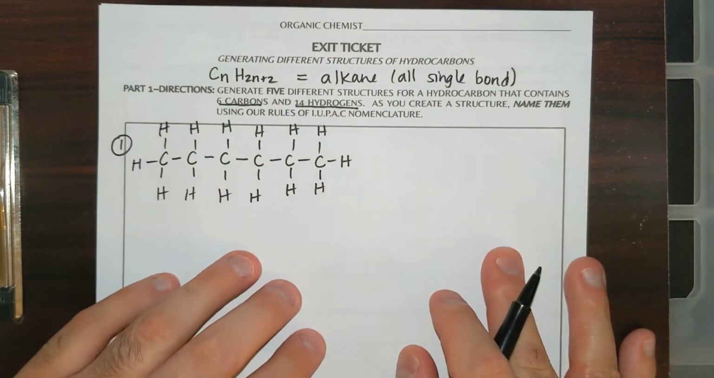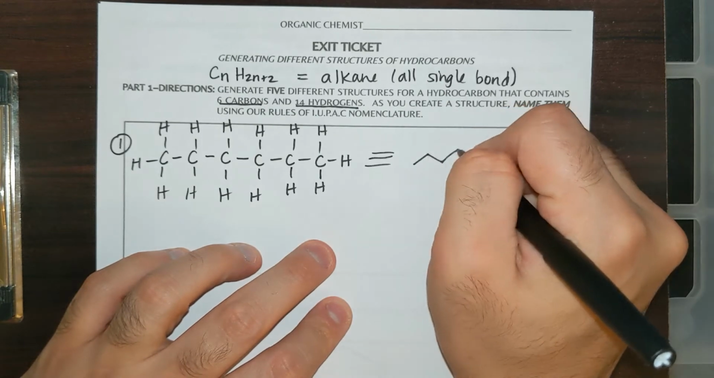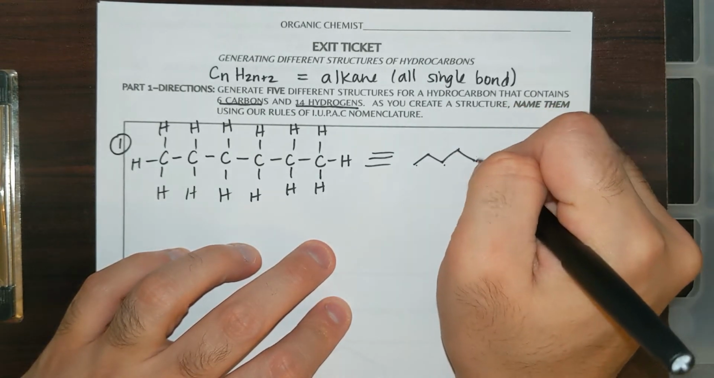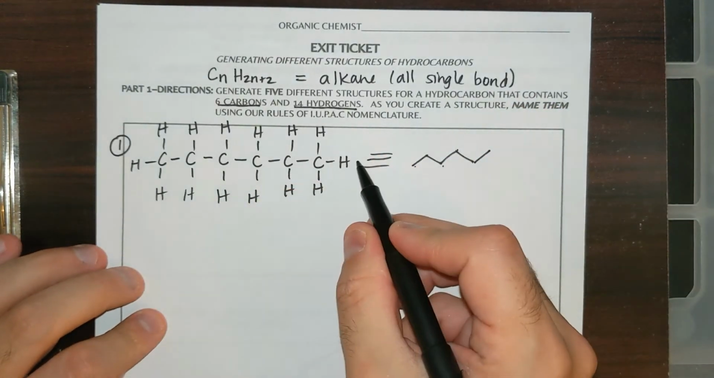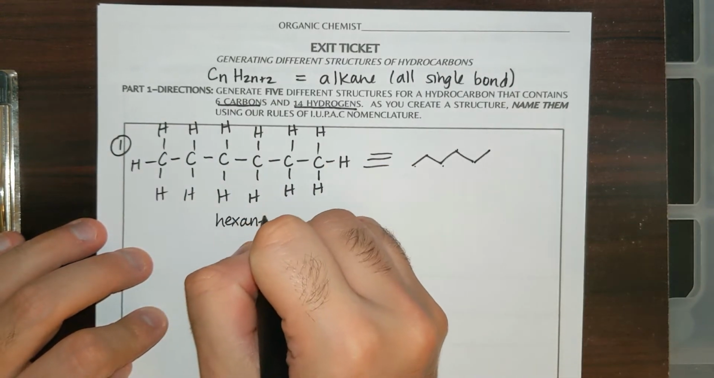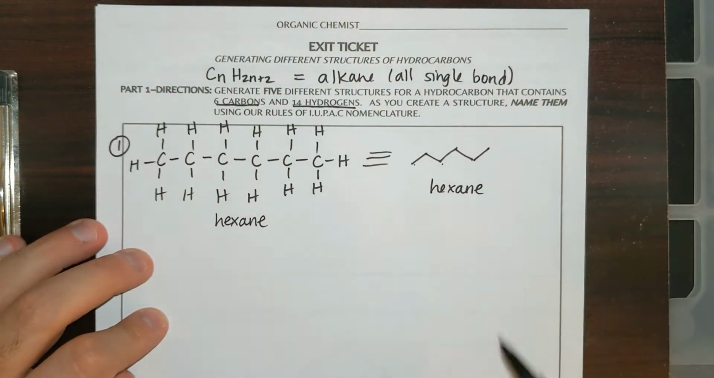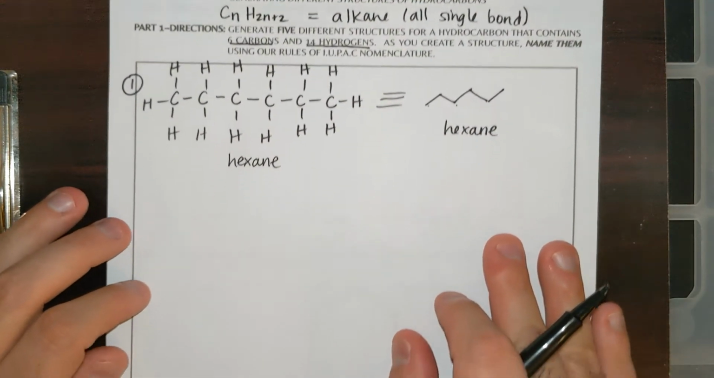And another way that you can draw these compounds is the same way that we've been drawing them. 1, 2, 3, 4, 5, 6. 6 carbons in a straight chain, all single bonds. This is definitely hexane. This will be one of 5 structures that you could draw.